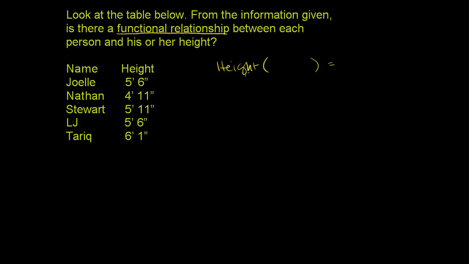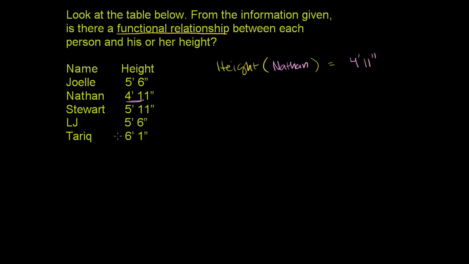So if I were to ask you, what is the height of Nathan? Well, you look at the table and say, Nathan's height is 4'11". There are not two heights for Nathan. There is only one height. And for any one of these people that we can input into the function, there's only one height associated with them. So it is a functional relationship.